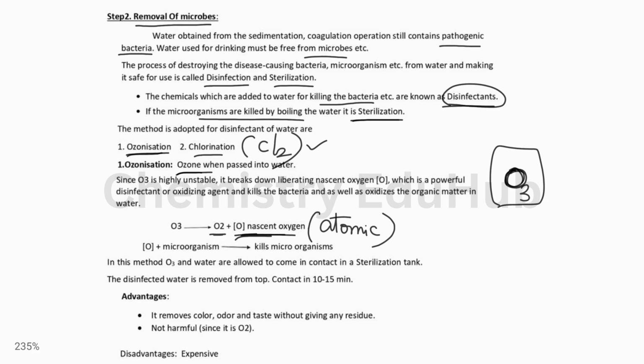So this nascent oxygen is a very powerful disinfectant because it treats the bacteria and oxidizes the organic matter. Then the water becomes free from microorganisms by killing the bacteria. So nascent oxygen treated with microorganisms kills them. So this is the ozonization method. The water that is ozonized can be directly sent into the sterilization tank, and the water can be ready to drink because it's simple oxygen and not harmful to any livelihood.